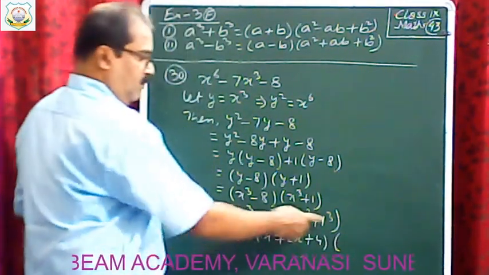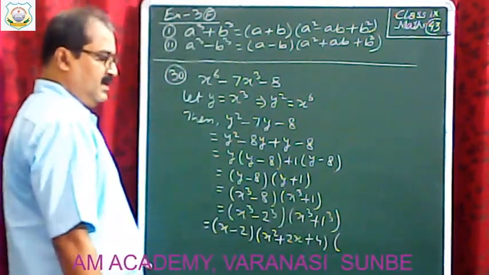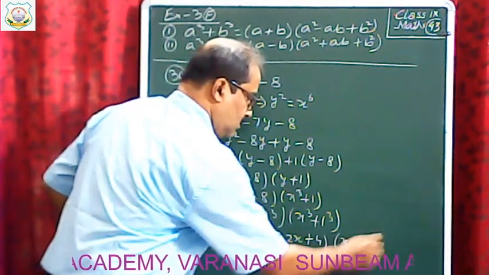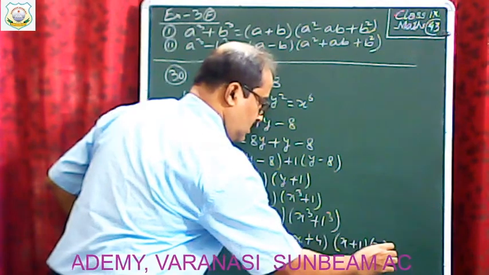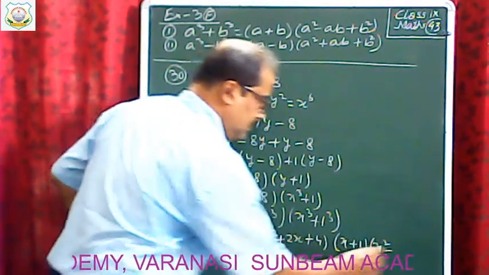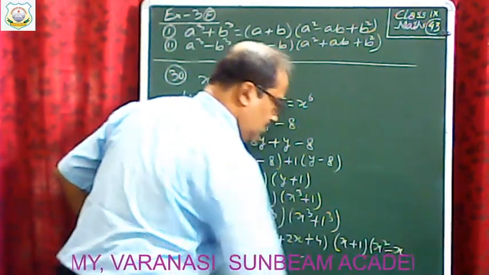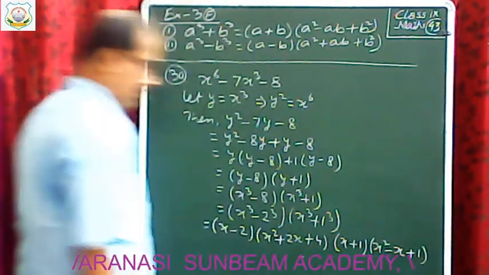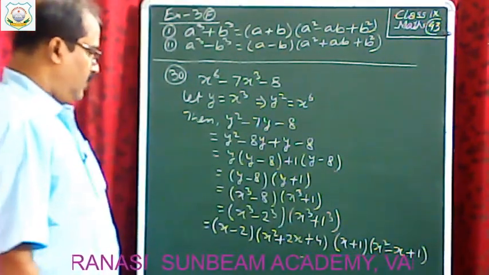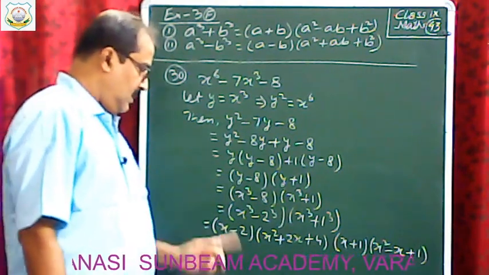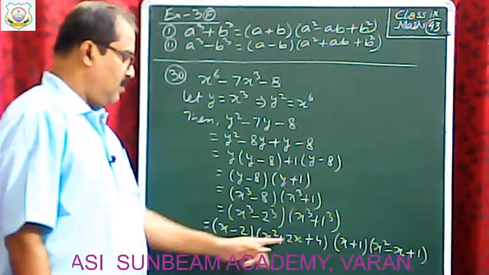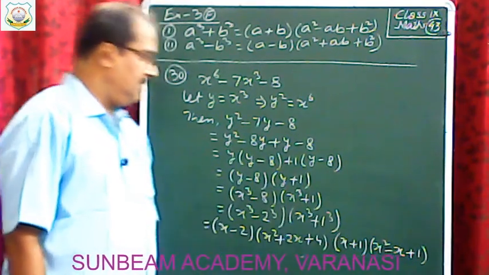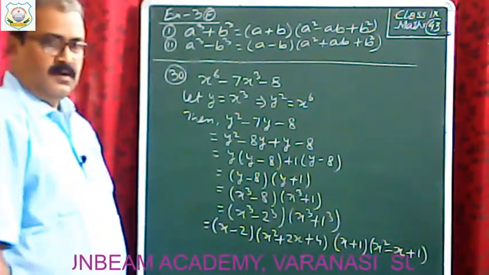And a cube plus b cube, we have part of a is x and part of b is 1. So a plus b, thereafter a square means x square, minus ab, 1 into x, minus x, plus b square, 1 square, that is 1. So finally, we get x minus 2, x square plus 2x plus 4, and x plus 1, x square minus x plus 1.